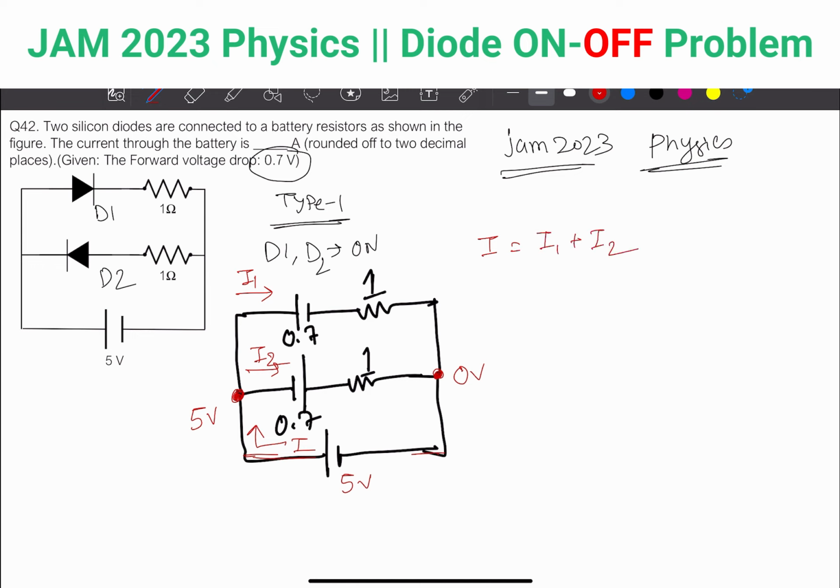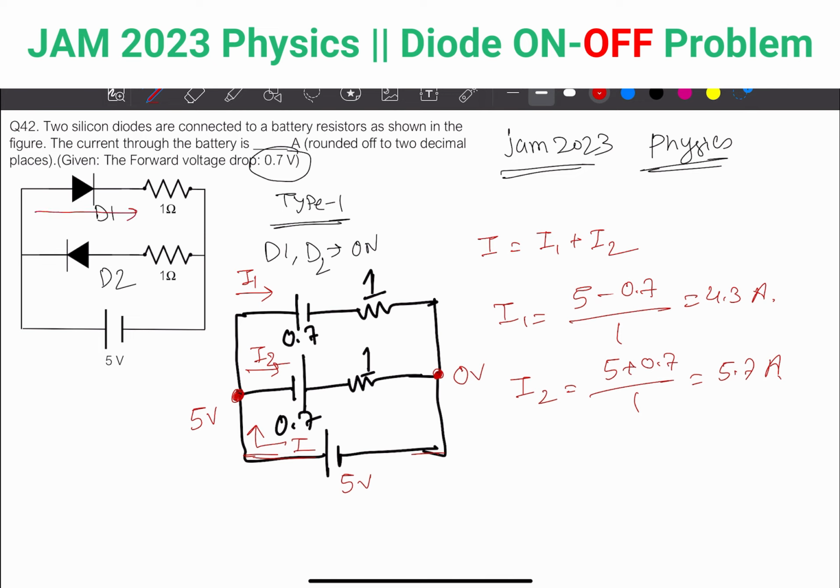Now calculate I1. I1 is equal to 5 minus 0.7 divided by 1, that means 4.3 ampere. And I2 is equal to 5 plus 0.7 divided by 1, which is 5.7 ampere. Now you see I1 and I2 are both positive, right? So that means positive current flows from the P junction to the N junction, which is the normal thing. That means this diode is on.